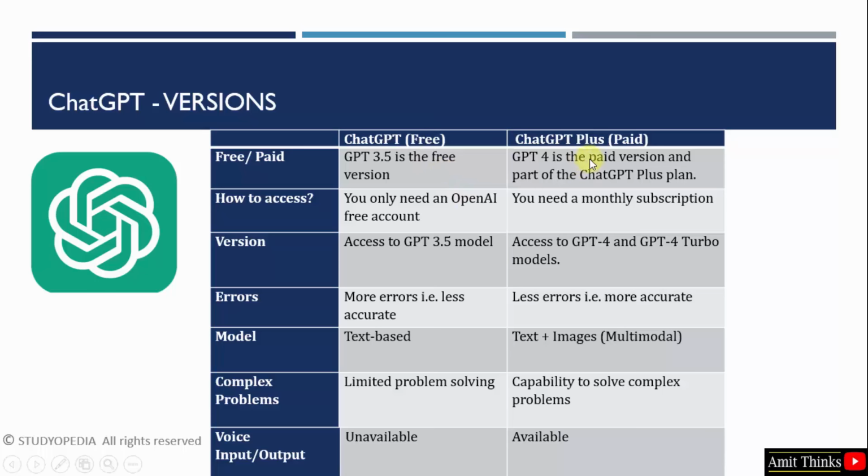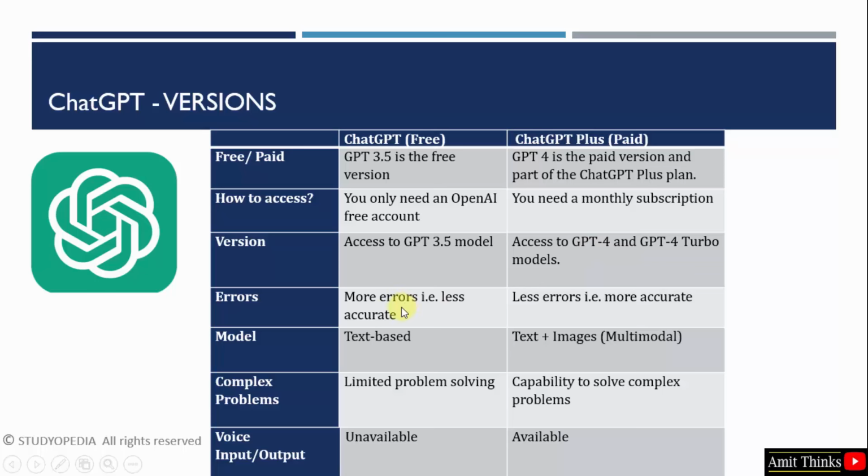The paid plan is called ChatGPT Plus, and GPT 3.5 is the free version, whereas GPT-4 is the paid version. To access the free version of ChatGPT, you only need an OpenAI free account, whereas for the Plus plan, you need to pay a monthly subscription. The current free version is the GPT 3.5 model, and the paid version includes access to GPT-4 and GPT-4 Turbo models.